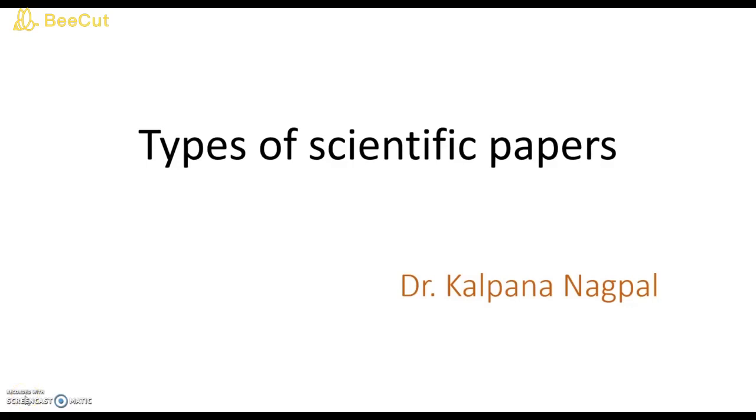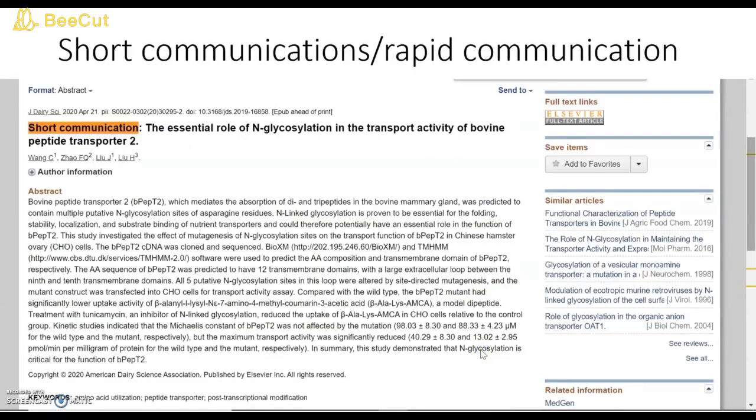We shall talk about the different types of scientific papers in this video. Let's begin. The very first type is short communications or rapid communication.